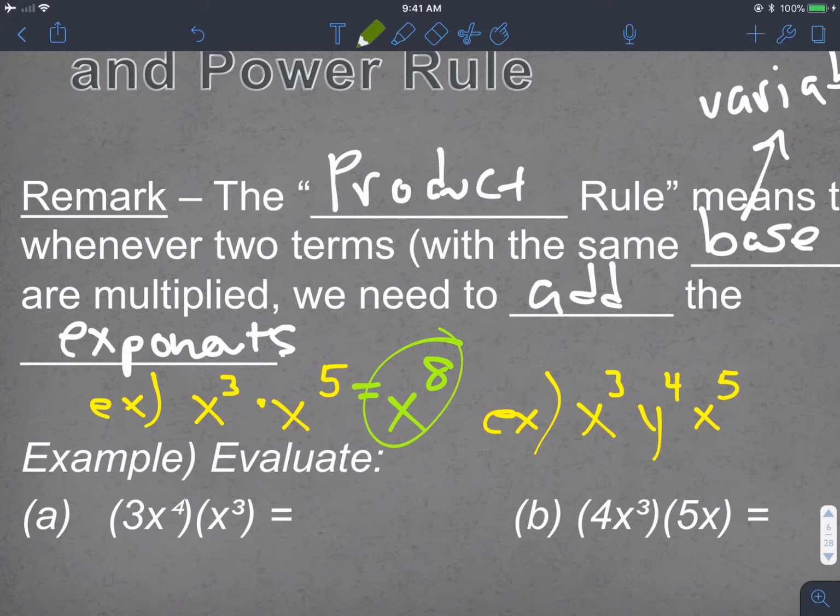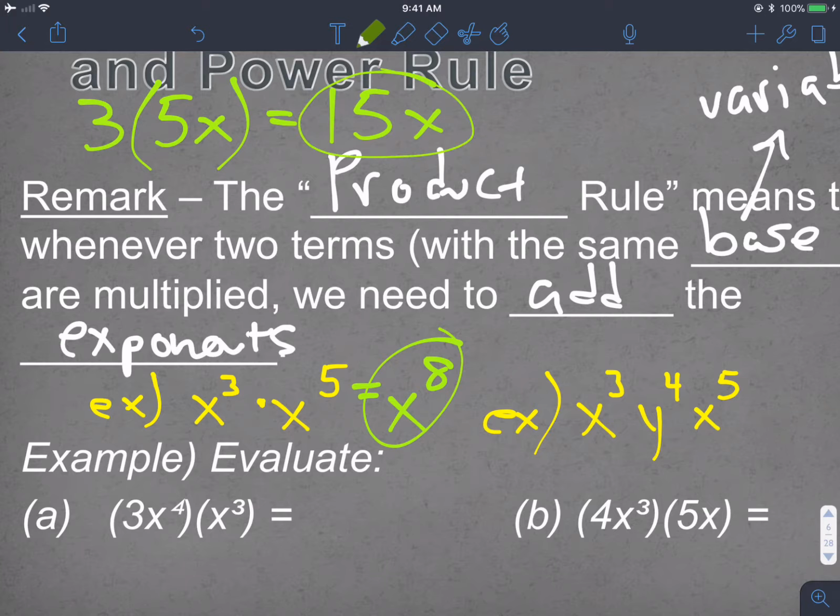But compare that with if I had something like 3 times 5x. Now that would be 15x. So I'm multiplying the coefficients there. But it's a different ballgame when you're talking about the exponents.